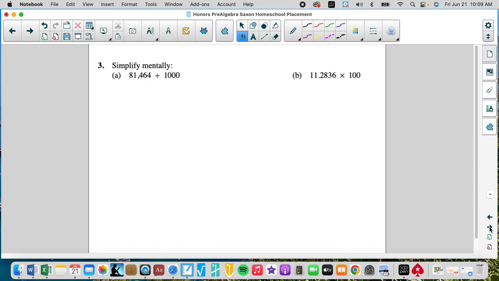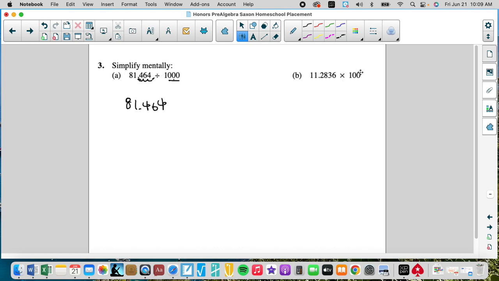Number 3, simplify mentally. So when we divide by 1,000, we have 3 zeros, and each 10 is going to move this decimal point 1 place. So that's dividing by 10, that's dividing by 100, that's dividing by 1,000. So each decimal place is represented by 10. So we just sort of mentally walk through that.